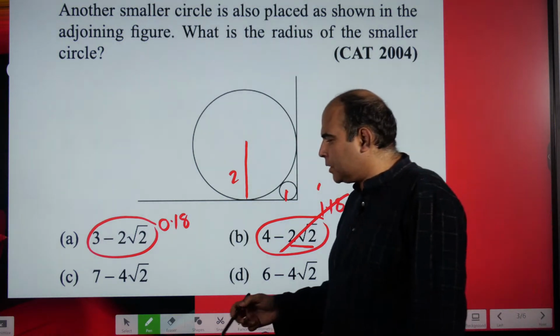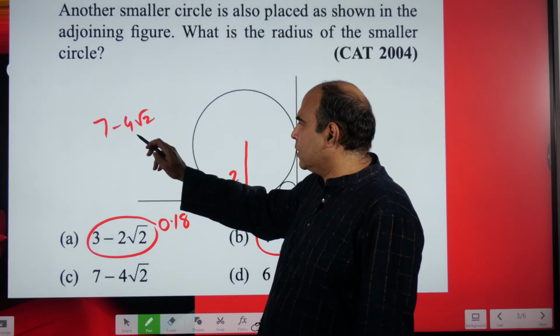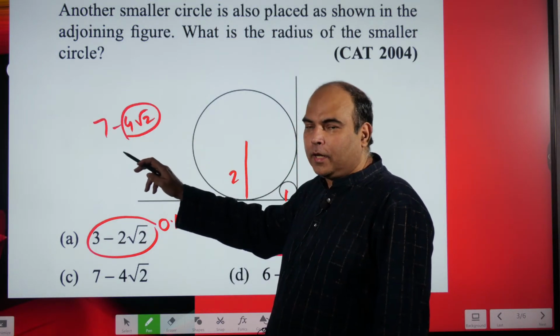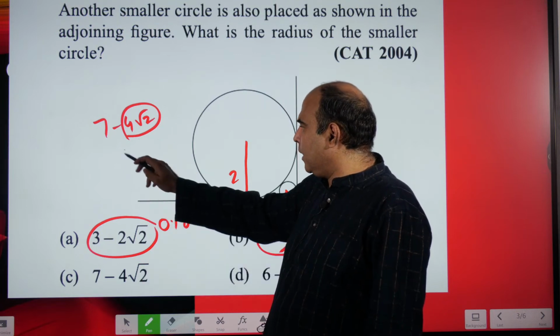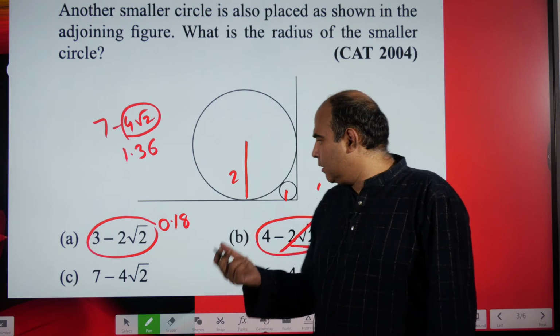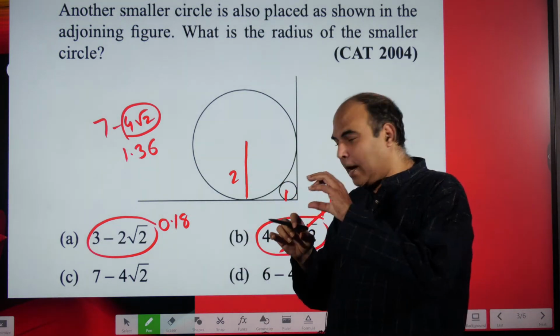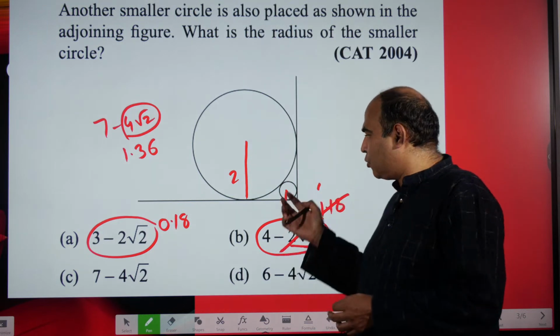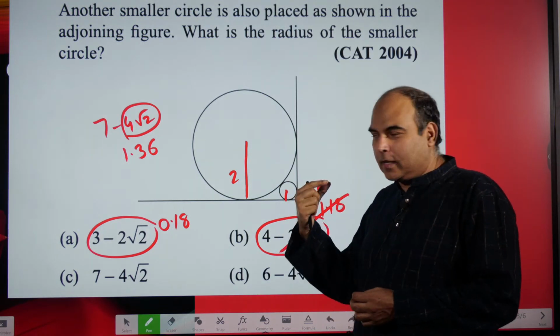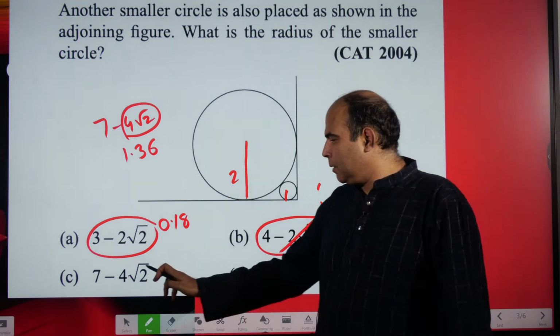एंड सेम थिंग विथ ऑप्शन सी, 7 माइनस 4 रूट 2 अगर देखोगे, 4 रूट 2 इज़ 5.64 अप्रॉक्सीमेटली. तो ये ऑप्शन सी बोल रहा है कि ये स्मॉलर सर्कल का जो रेडियस है 1.36 है. इम्पॉसिबल. आई मीन कभी भी तुम लार्जर सर्कल के जो गैप बन रहा है उसमें छोटा सर्कल डालोगे तो ये छोटा सर्कल का लेंथ, रेडियस का लेंथ इस बड़े सर्कल का हाफ से ज़्यादा तो नहीं होगा ना. तो इसलिए ऑप्शन सी भी हट जाएगा.